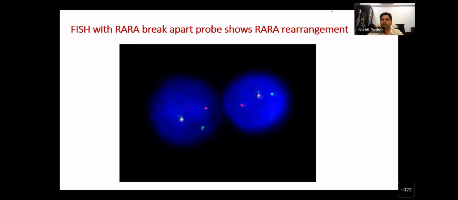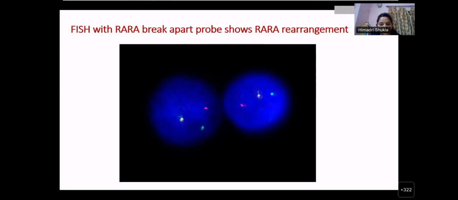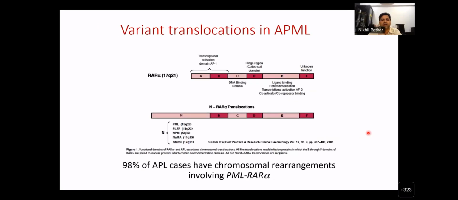It might show a variant translocation of the RARA gene. There are fusion partners for the RARA gene which can show positivity by using break apart probes. So for patients that are negative for PML RARA, you also want to look at other variant translocations. Variant translocations in the RARA gene are PLZF, NPM RARA, NUMA RARA, and STAT5 RARA. 98% of APL translocations are because of PML RARA, but the rest of these cases also occur.